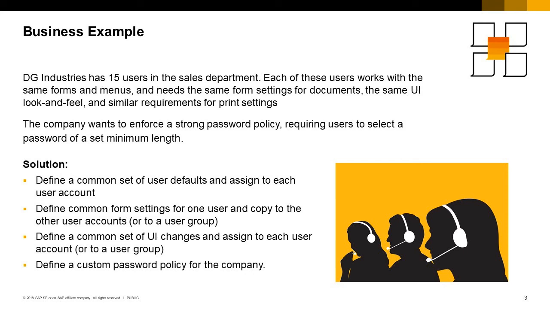Solution: define a set of common defaults for display and print settings and assign to each user account as user defaults. Set up one user account with the required form settings, then copy the form settings to the other user accounts, or to a user group. Define a common set of UI configuration changes in a UI template, then assign to each of the user accounts, or to a user group. Define a custom password policy in SAP Business One. Note: user groups can speed up the assignment of common settings, including general authorizations, to multiple users. User groups will be discussed in this course.